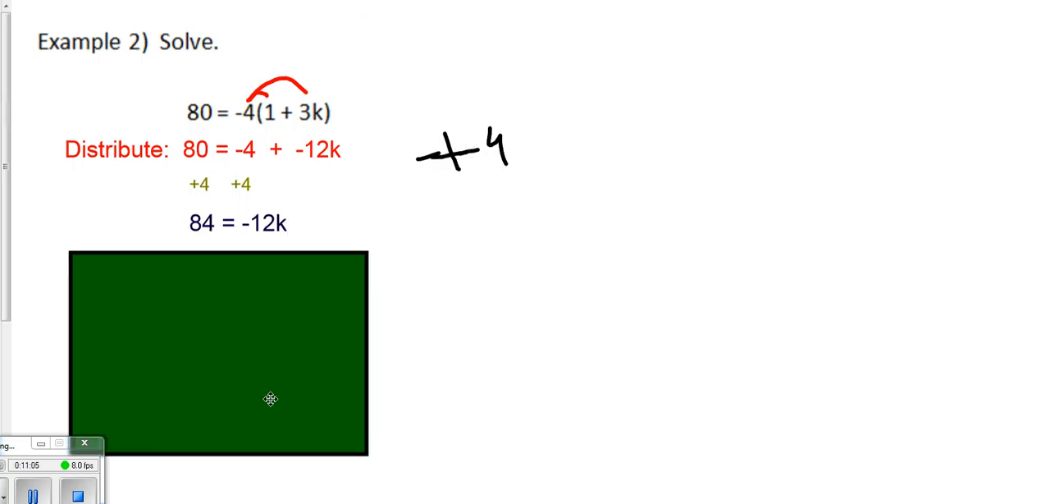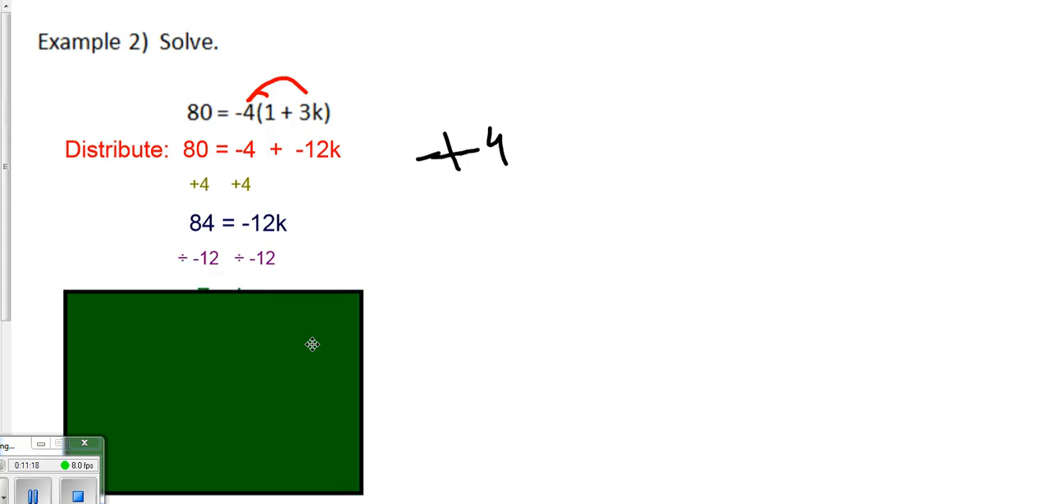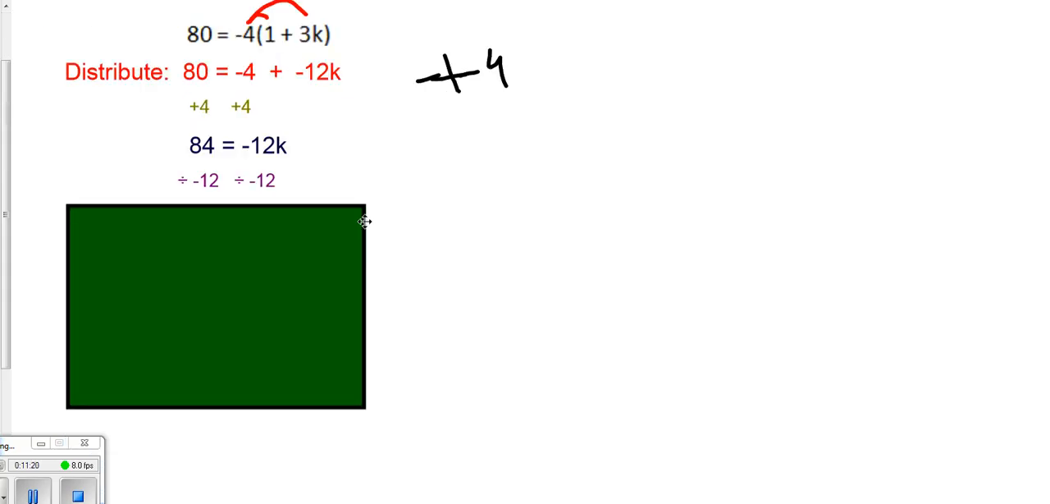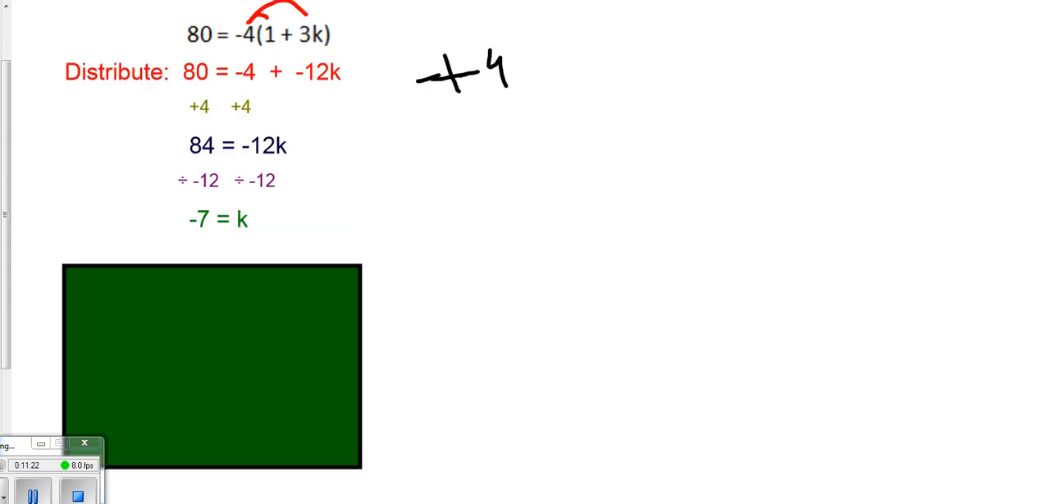When we do that, our equation now looks like this. 84 equals negative 12 times k. So again, what do we need to do to both sides to get k alone? This is saying k times negative 12. So we'd have to divide both sides by negative 12. When we do that, we get that negative 7 equals k. 84 divided by negative 12 is negative 7. And we now have k alone.